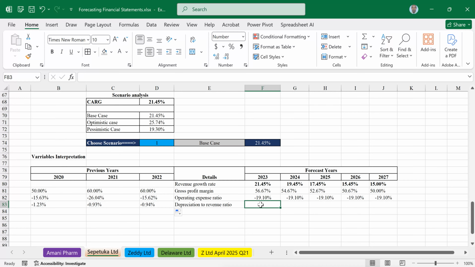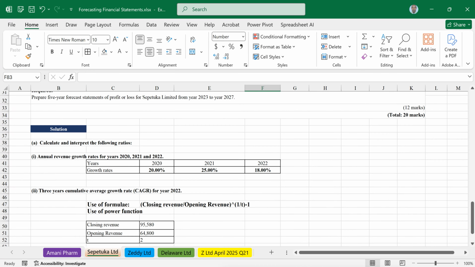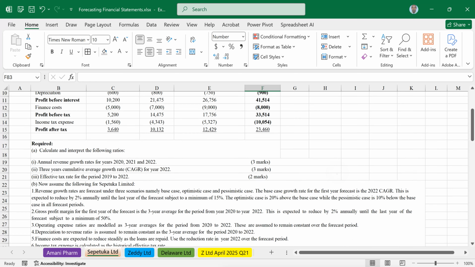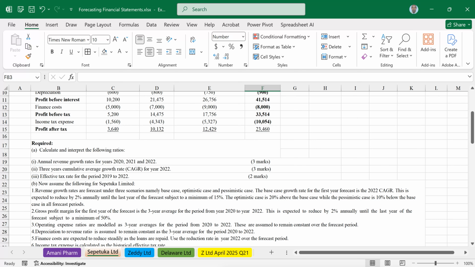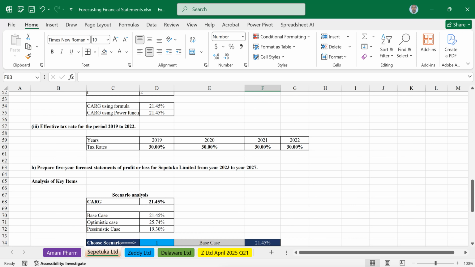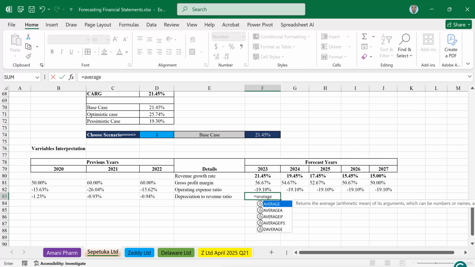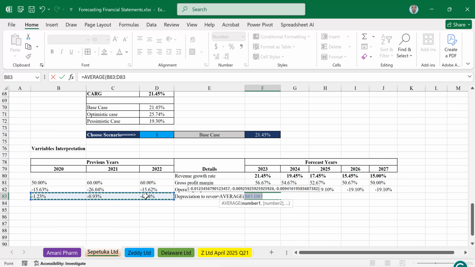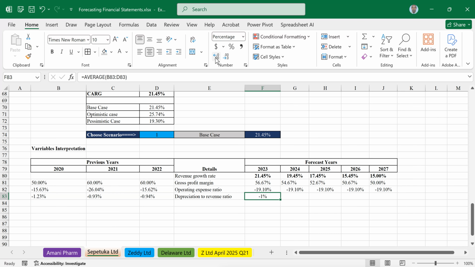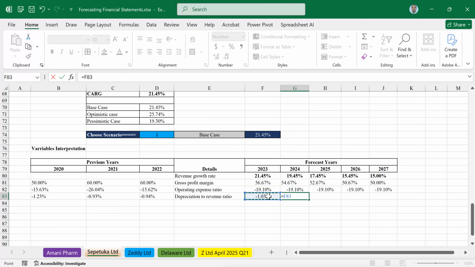Now they said that depreciation to revenue ratio is to remain constant as a 3-year average. So you get the average, and then it will remain constant. For 2023, equal sign, average, tab, get this average, close bracket, enter, convert that to percent, to decimal, then it remains constant over the forecast period.